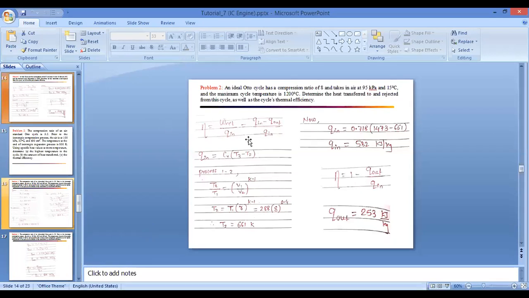Okay, so now the reason for that, see, Cv multiplied by T3 minus T2, the unit for Cv is kilojoule per kg per Kelvin. So it is per Kelvin, so obviously we require the temperatures in Kelvin, right? So T2 we have calculated over here. Now let's just put the value of T2 over here. So you will get the value of Q in, that is heat transfer to the cycle. And by using the equation of efficiency, you will get the value of Q out, which is the only unknown, right?